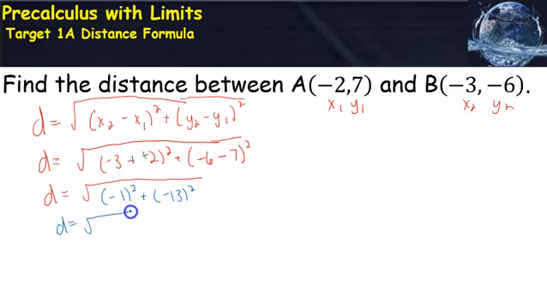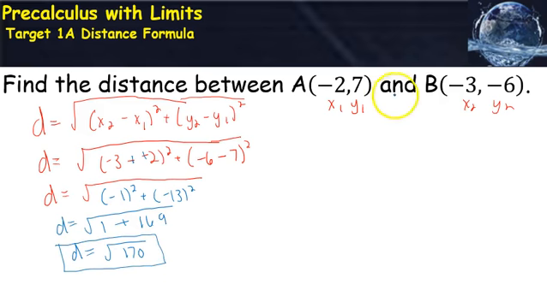So I get negative 1 squared, which is 1, plus negative 13 squared, which is 169. And then 1 plus 169 is 170. So that's the answer, 170. 170 is 10 times 17, but that can't be broken up. So just 170.